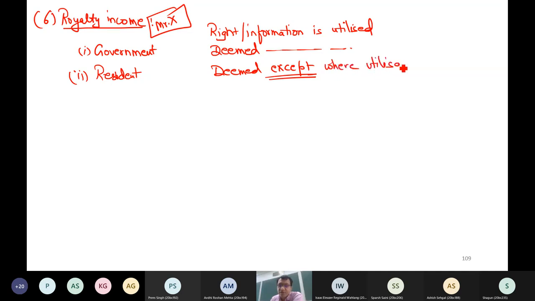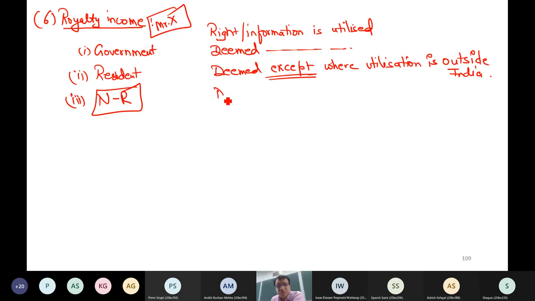Can you tell me what is that one case where utilization is outside India? In that case, it is not treated as deemed to accrue or arise. Otherwise, it will be assumed that it is accrued or arisen in India. Similarly, if Mr. X has transferred the innovation to a non-resident person, then it is never treated as deemed to accrue or arise. Only in one case it is treated as deemed to accrue. What is that one case?